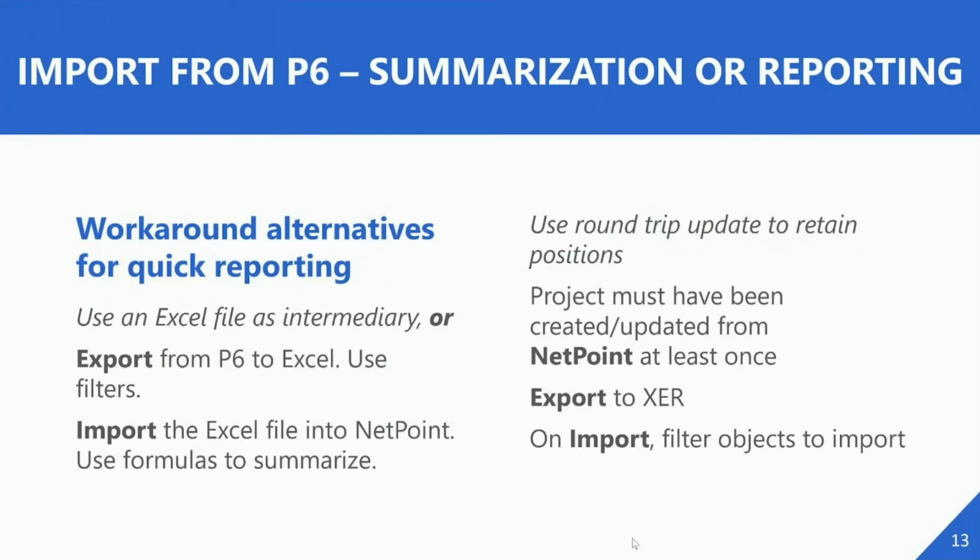You basically export your information from P6 to an Excel sheet, and once you have the object summarized or the dates presented in the proper manner in the Excel sheet, you can then import that Excel sheet into NetPoint. To simplify the process, you could export your WBS summary activities: filter for WBS summary activities, export those to an Excel file, and then import those WBS summaries from Excel into NetPoint as activity objects, thus creating an automated summary for you in NetPoint.